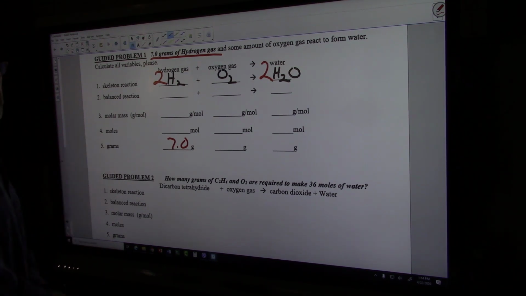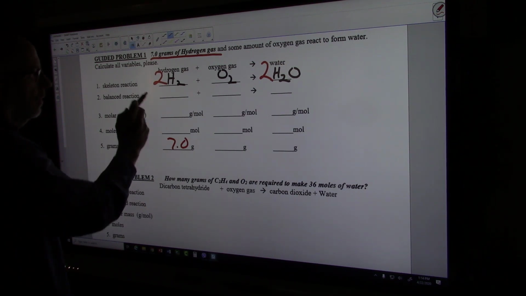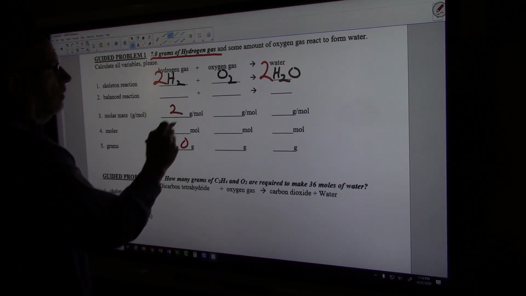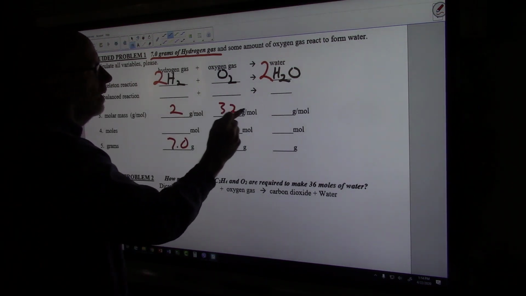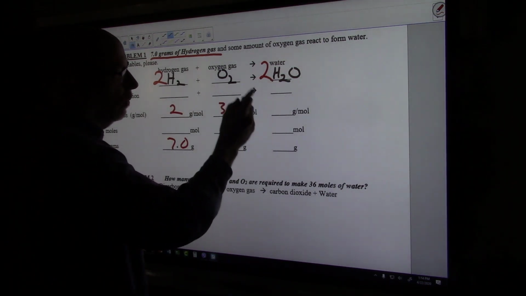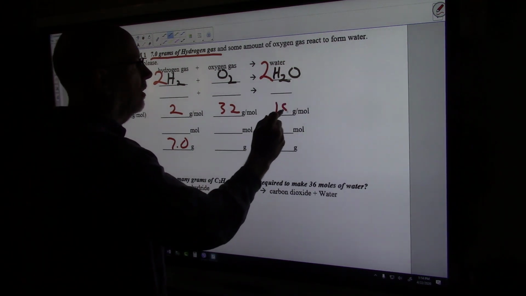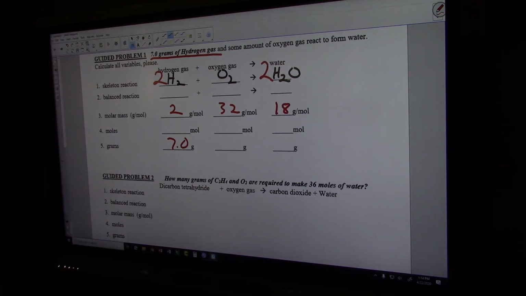Grams per mole is easy. Just use the periodic table. H2, don't use the 2. So that's 1 plus 1 is 2. I'm a genius. Oxygen gas is 16 plus 16 is 32. Water is H2O, so 1 plus 16 is 18 grams per mole. And I've got 3 out of the 9 done already, a third of my points already.